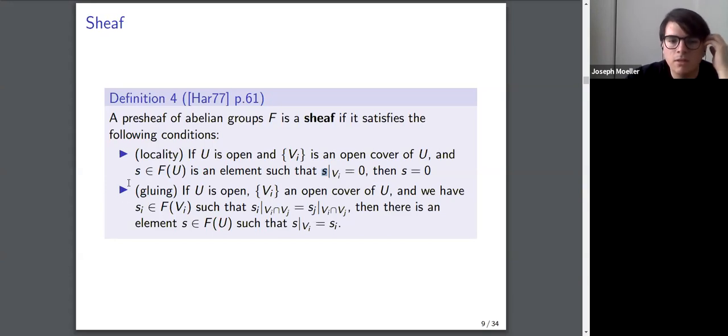And then gluing feels very similar when you first read it, but it says that if you have U and a cover of U, now we're going to assign data to all of the pieces of the cover first. If each piece of the cover has a function on it, so I'm going to keep thinking about them like functions, and you know that if you take two pieces of the cover and the two functions that you gave to them agree on the overlap, then you should be able to glue them together to get a function on the whole space that you're covering. So, locality and gluing.